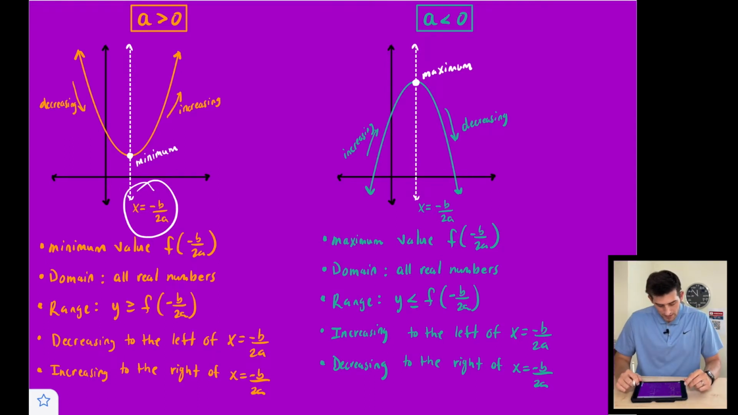Okay. If our parabola is opening up, then we can talk about the parabola decreasing to the left of our axis of symmetry and increasing to the right of our axis. And if our parabola opens down, like we see on the right side of our screen, we're going to increase on the left side of our axis of symmetry and then decrease on the right side.